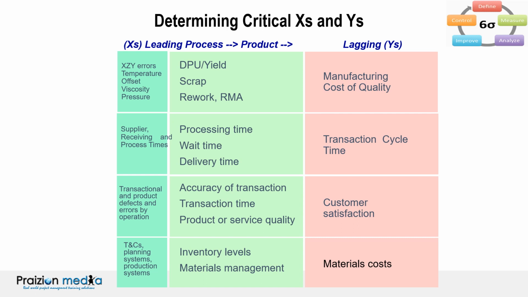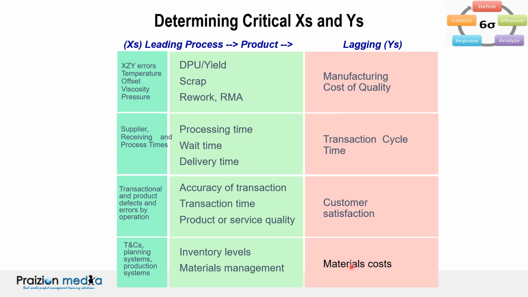Determining the critical x's and y's. We start from the y's, which is what the problem at customer level is being seen as: manufacturing quality, the cost of quality, cycle time, customer satisfaction, material costs. These are some of the y's, or we call them lagging, because once your system starts operating and producing or giving the service, you see these results after some time. They are not visible immediately.